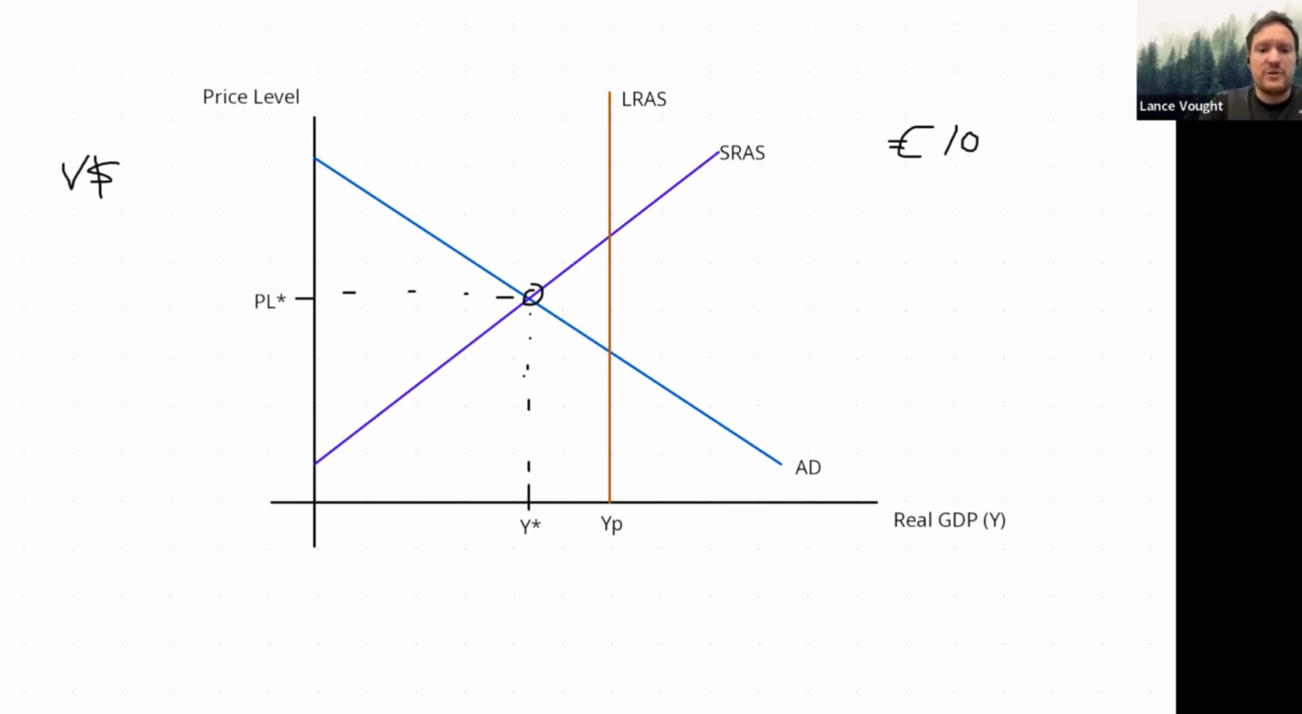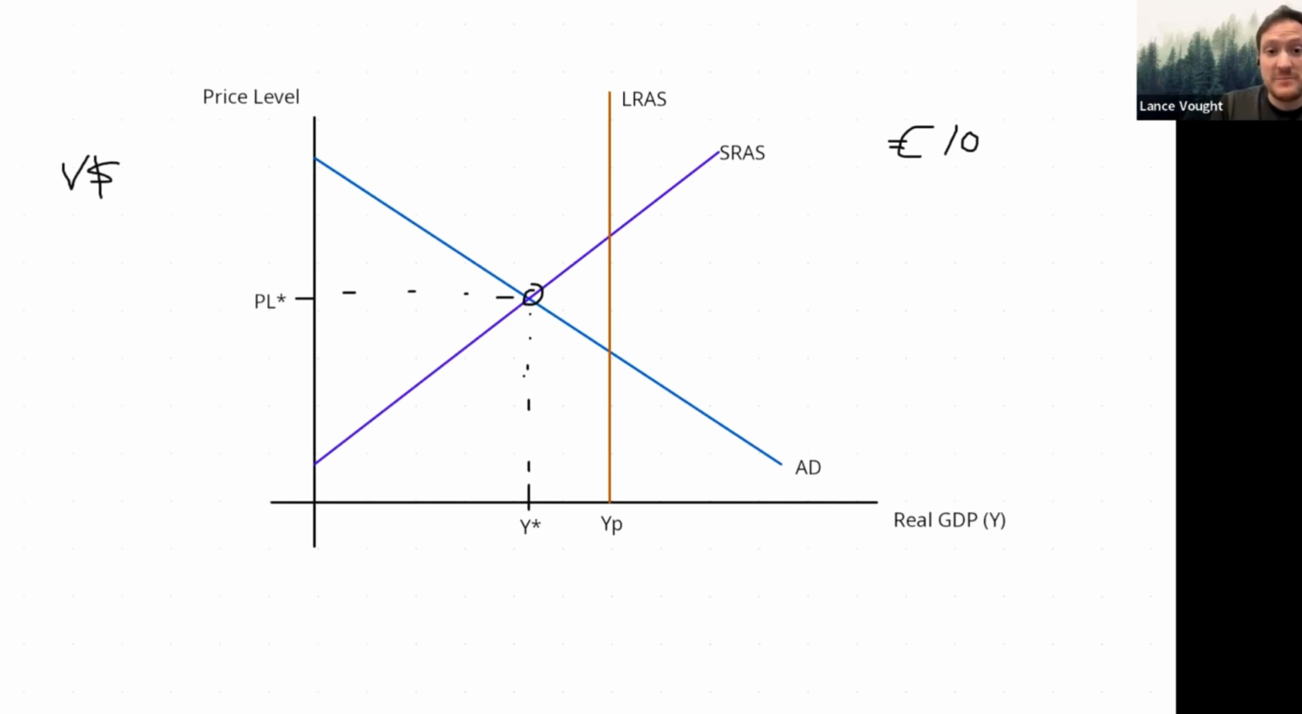Let's see here. A euro is $1.05. So it's actually gone up a little bit. As of last week, it was about $1.03 to $1.04 per euro. Now it's about $1.05 per euro. So what does that mean?